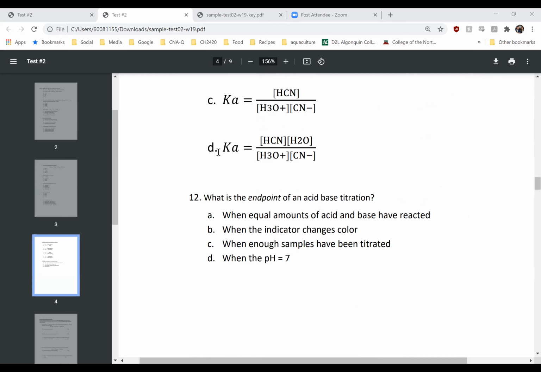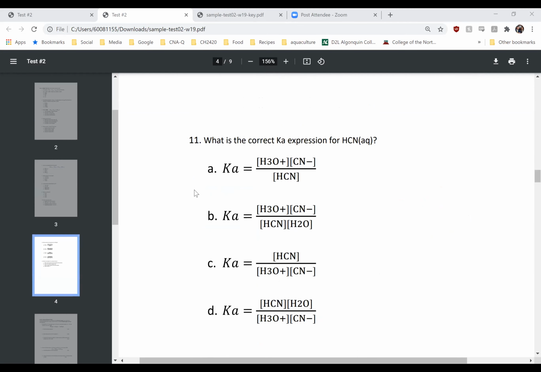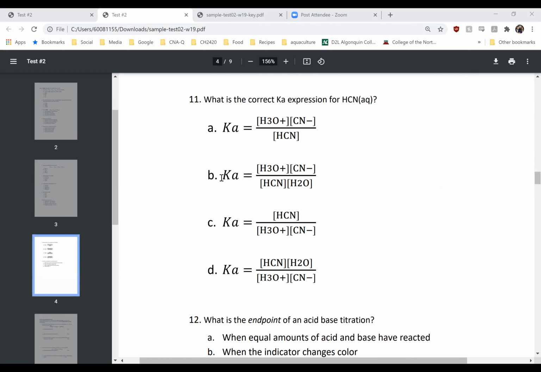Okay. Yeah, okay, let's do 11 and 12 really quick. 11 is an easy question. I don't want to say it's worded difficultly, but it's an easy question if you know how to set it up, and it actually hasn't been set up for you. So when you're writing a Ka expression, it's always the acid plus water. And the acid, of course, donates the proton to the water. But the key for this is that they're always aqueous except for the water.